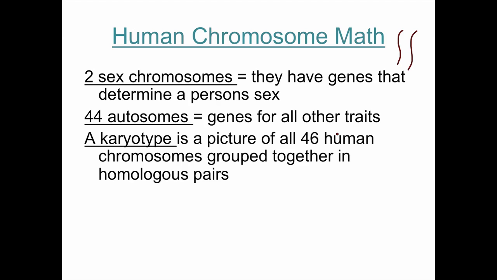So the DNA in a sex chromosome is not only connected to the determination of sex; there are other instructions in there as well. There are 44 autosomes, which are the chromosomes that contain all the other information for all the other traits. A karyotype is a picture of all 46 human chromosomes lined up together, from the largest, longest pair down to the smallest pair, all in homologous pairs.